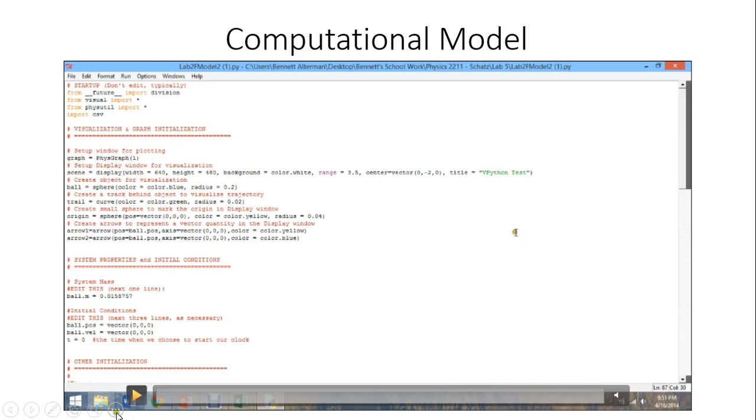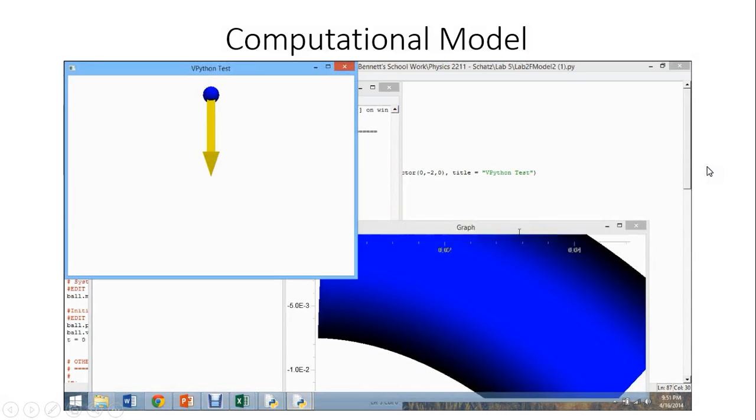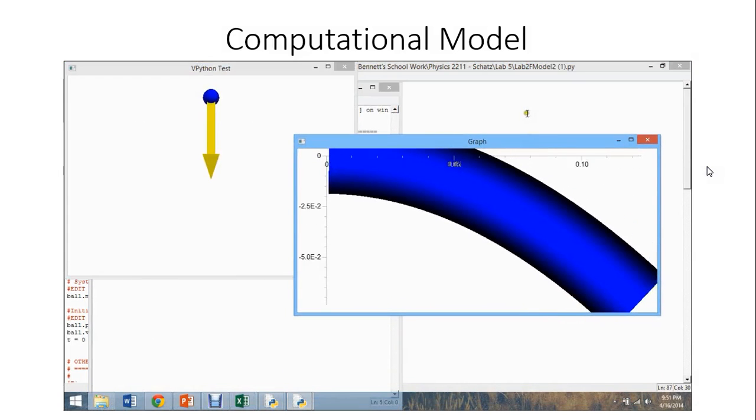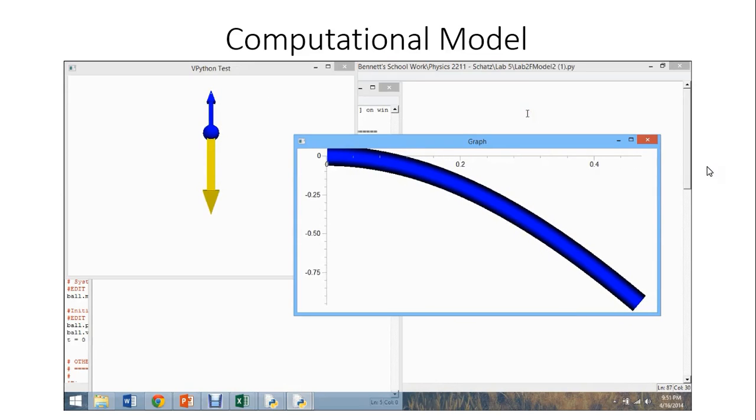So here, running the computational model, we can see that as the individual falls, you have the force of gravity acting down, which is represented by the yellow arrow, and once they hit the ground, you'll see that the blue arrow indicates the force of contact that is increasing as they continue to crouch.